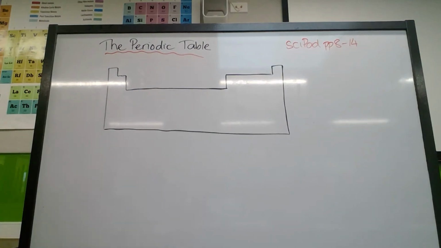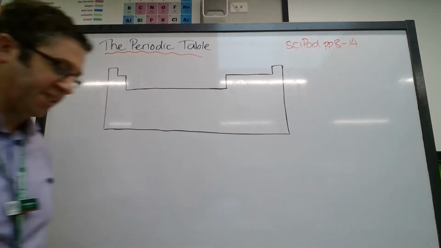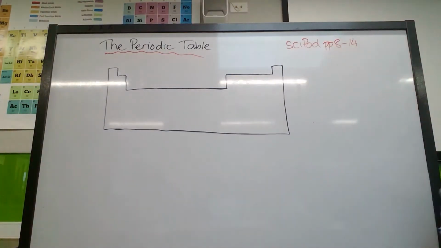Okay, so in this we're going to see how we use our periodic table to help us make inferences or make decisions about elements we might not have met before. So for that we need to understand some key parts of our periodic table.